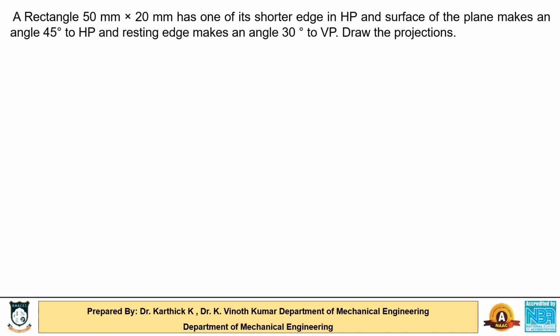Okay, students, today we're going to see another problem on lamina. A rectangular plate 15 by 20 mm has one of its shorter edges in HP, and the surface of the plane makes an angle of 45 degrees to the HP, and the resting edge makes an angle of 30 degrees to the VP. Draw the projections. So, first of all, listen here.